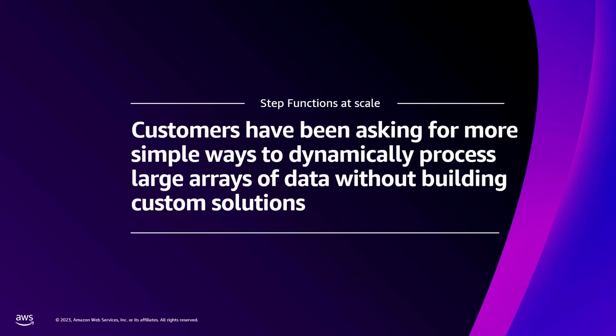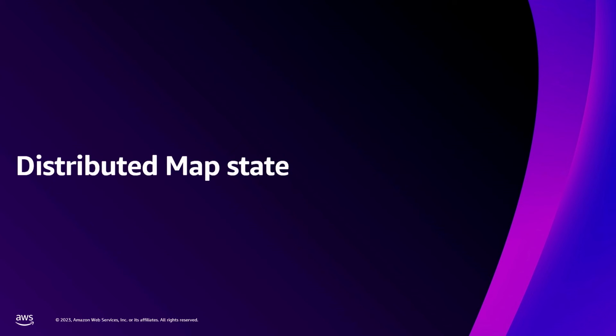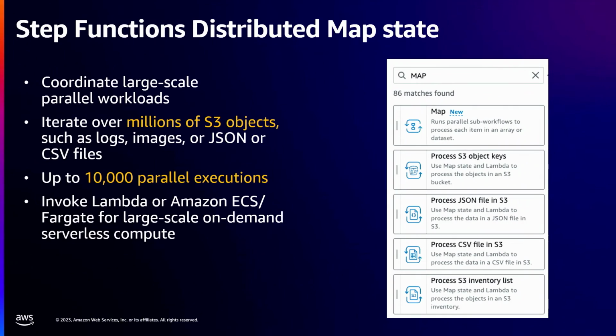So customers were asking for more parallelism. The map state only allows you to run 40 items at a time. So people were embedding map states within map states within map states to get more parallelism. Pretty clever, but pretty awkward to manage. So last year, we introduced something called the distributed map state. And this allows you a max parallelism of 10,000. So we went from 40 to 10,000 with this new state.